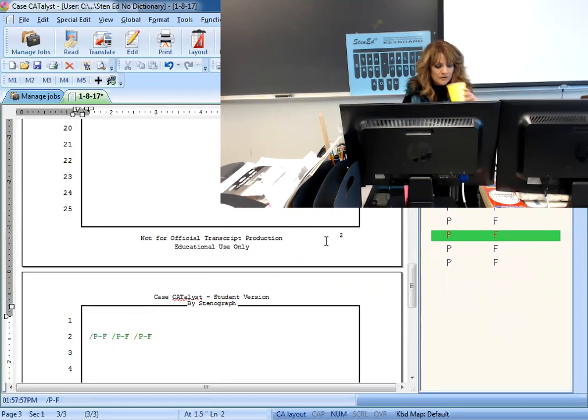Lower bank, upper bank, lower bank, upper bank, lower bank, lower bank, upper bank, lower bank, upper bank, lower bank, upper bank.